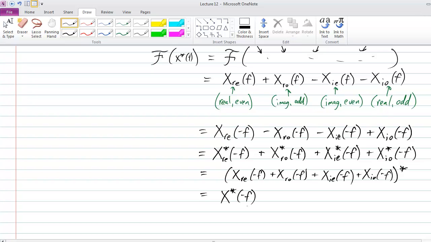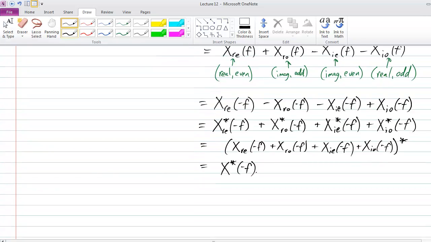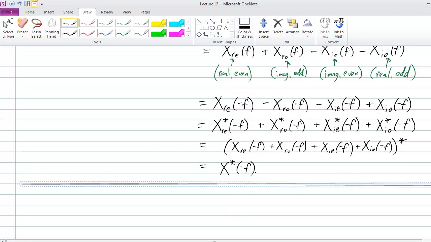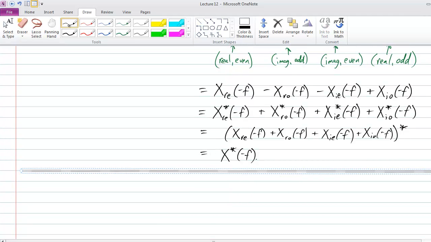Okay, so we got our property. You will use that when you prove Parseval's theorem, and I will give you plenty of hints on how to use it. Okay. All right, let's see what next. Oh, I know what's next.